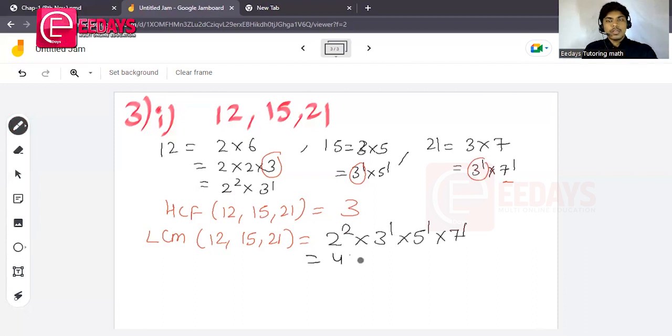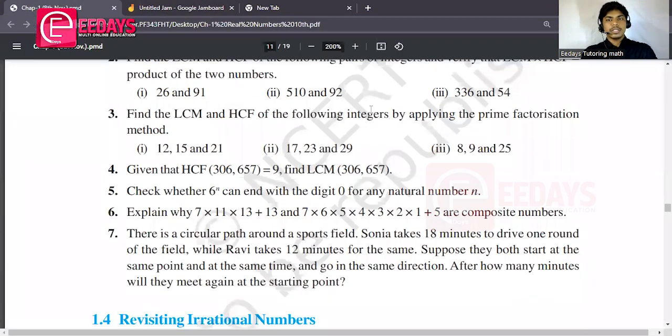Okay, 2 square is nothing but 4. 4 into 3 into 5 into 7. 4 3s are 12. 12 into 5 7s are 35. So you will get 12 into 35, you'll get 420. 12 times 30 is 360, 12 times 5 is 60, 360 plus 60, you'll get 420. Okay, so this is how you find the LCM and HCF for 3 numbers.